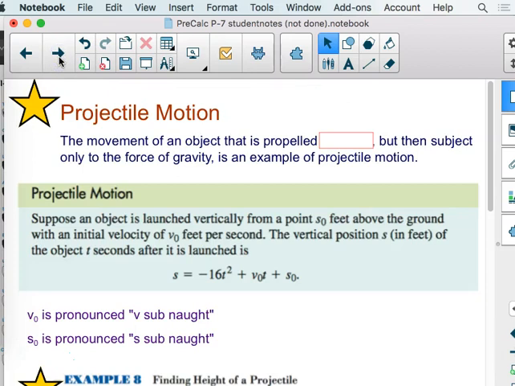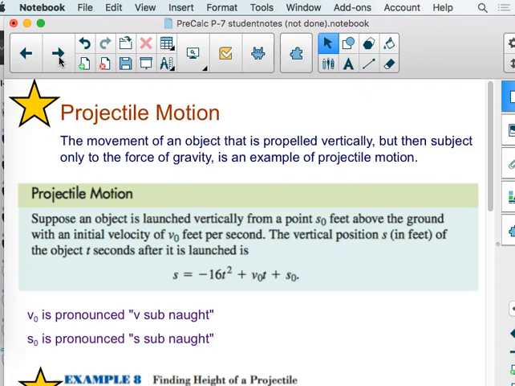Projectile motion, the movement of an object that is propelled vertically up into the air, but then subject only to the force of gravity, is an example of projectile motion. Physics students, we know that's a bunch of bunk because air resistance is there, if nothing else. But we want to start with the most basic form of projectile motion possible. So we're not throwing in air resistance or anything right now, just gravity.